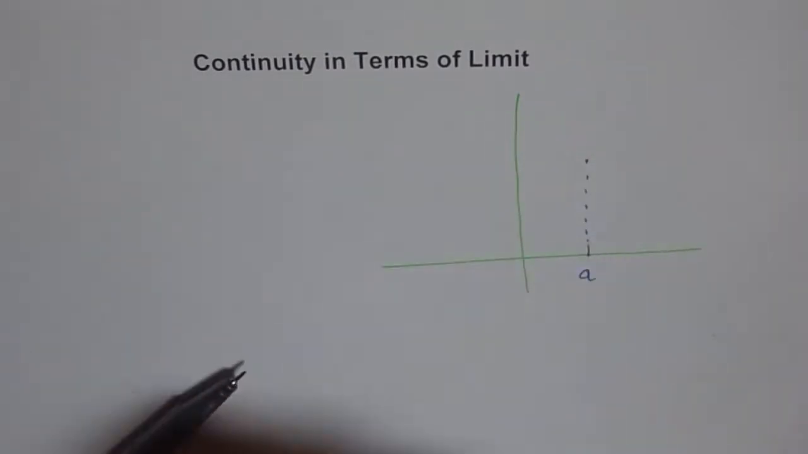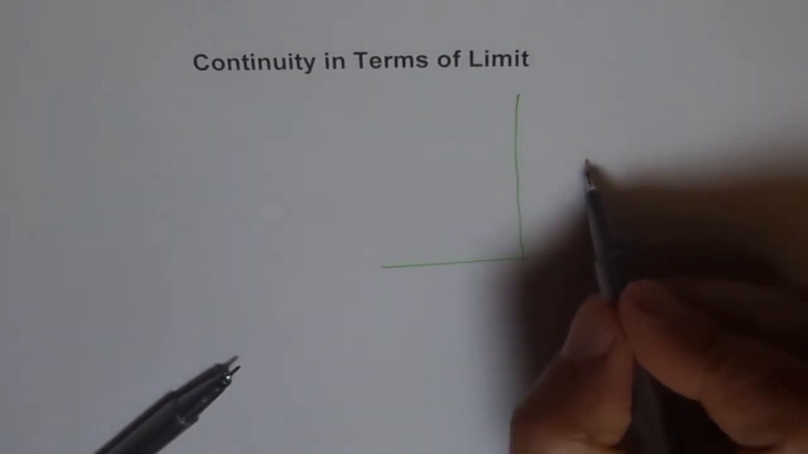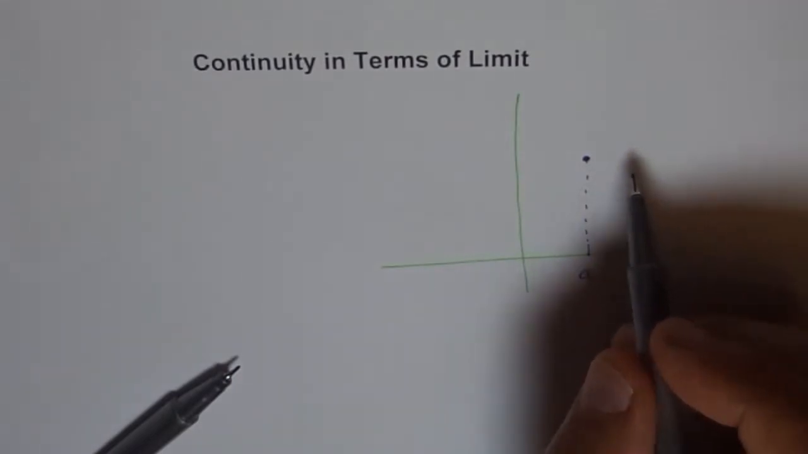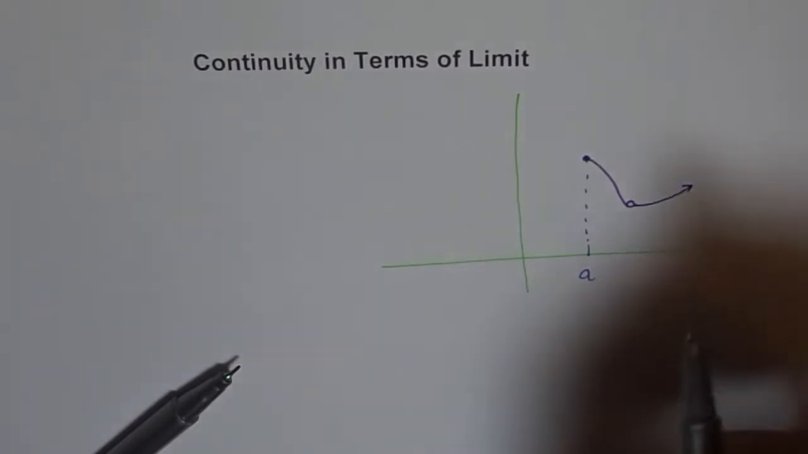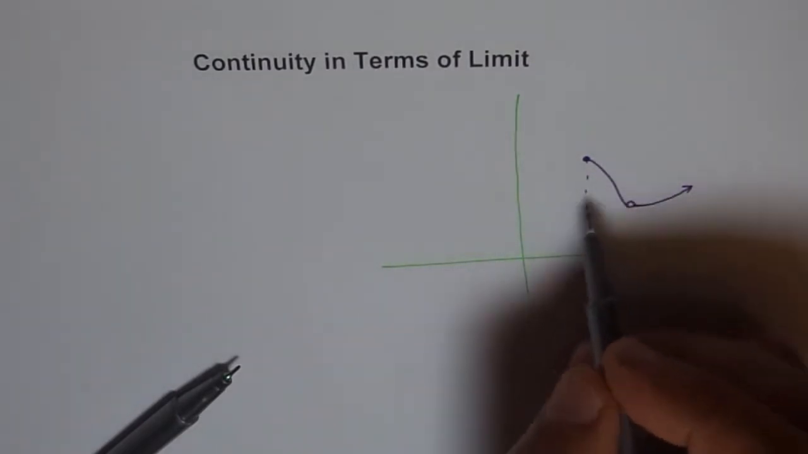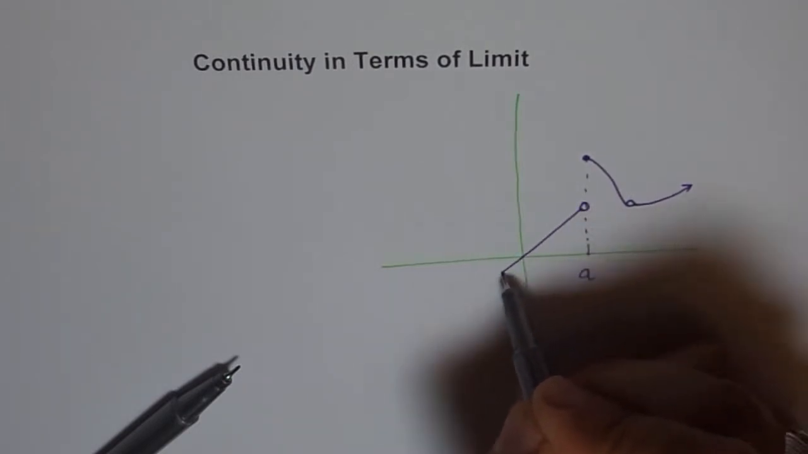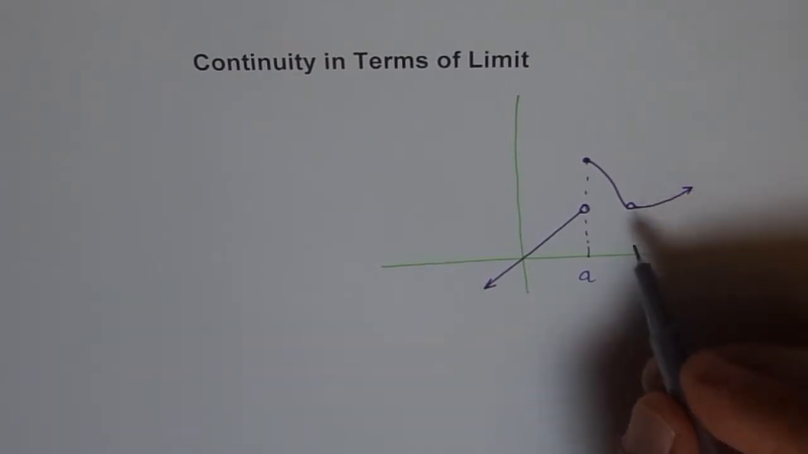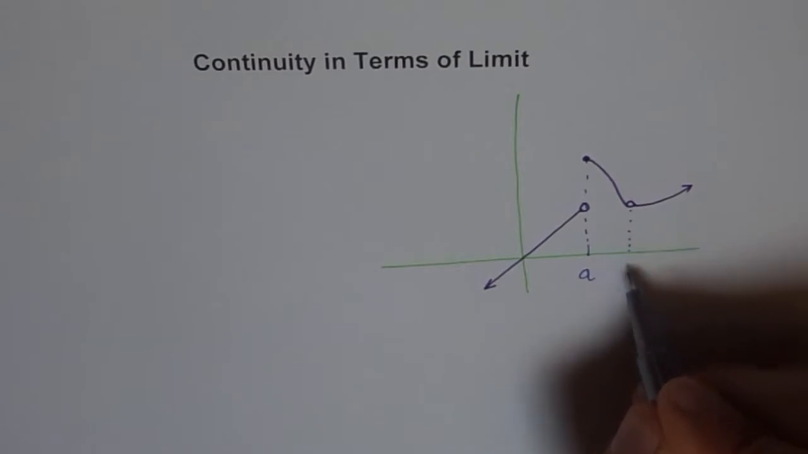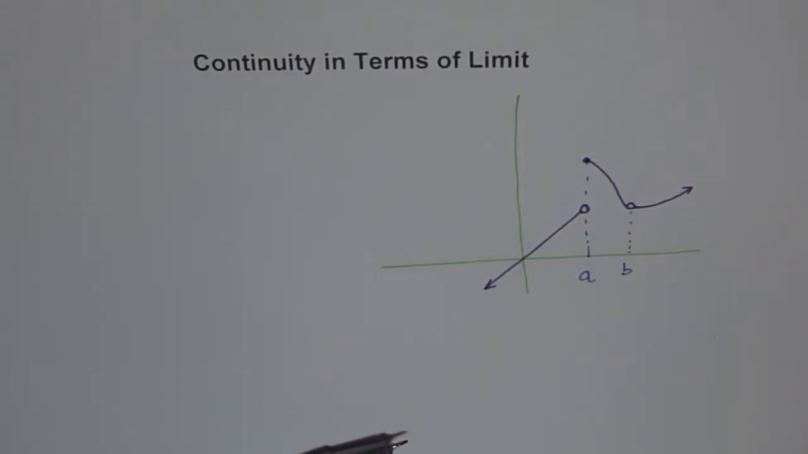This is my function. Let me draw the function in a different color. So it starts from here, let's say, and goes like this. Let's say we have a hole here, and then it goes like this. And on this side, let's say it starts from here and then goes like this. Clearly, this function is discontinuous at point A, and also at point B. This point B also is discontinuous.